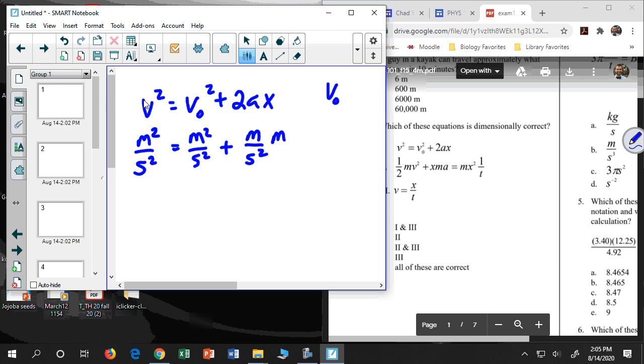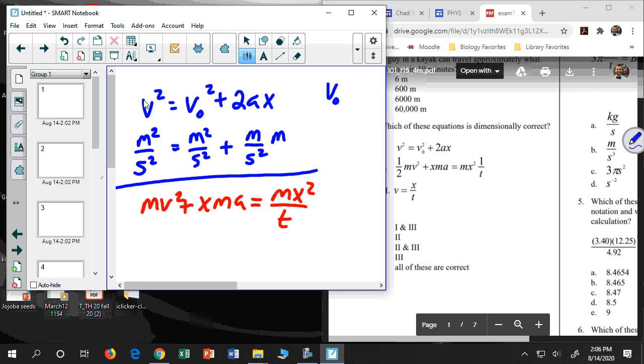This second one, I think this one's correct too. 1/2 mv squared. So the halves, all the constants, just don't count at all. They don't have any units as far as we're concerned. I can also look at this equation, and I'd have mv squared plus xma plus mx squared over t equals mx squared over t. I can look at that and make it a little simpler by getting rid of all the m's.